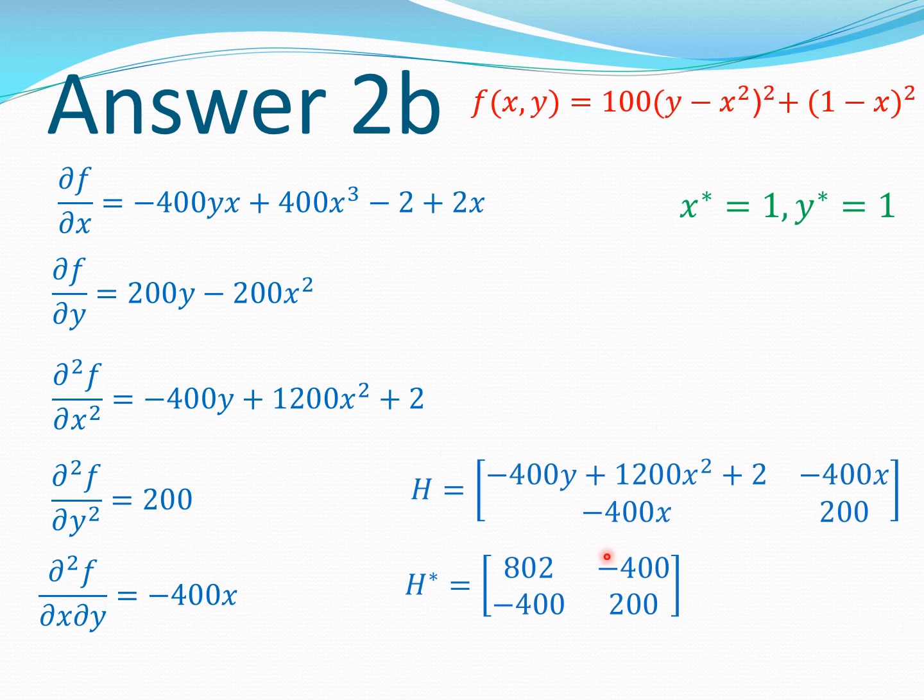So I put it in the Hessian matrix. If you have seen some of my previous lectures, you know that the first term here is d2f by dx square, this term is d2f by dy square, this term is d2f by dx dy, and this term is d2f by dy dx. This is a symmetric matrix, you can show that, and then you finally put in the values x star is 1, y star is 1, so you get the Hessian matrix at the stationary point.